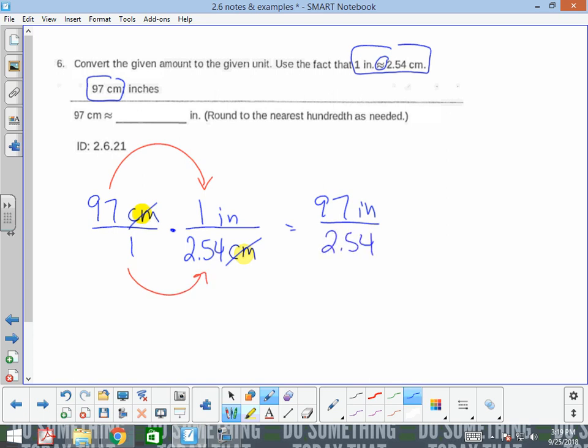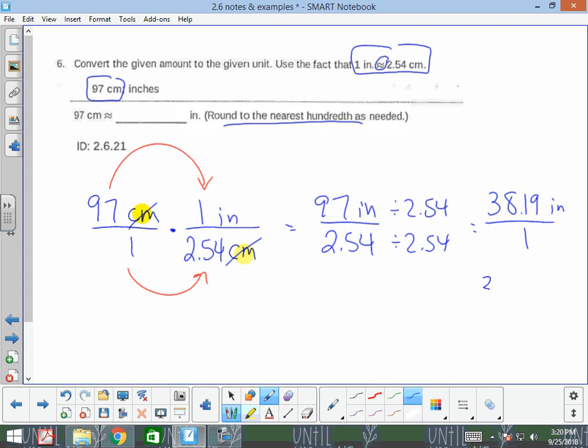Okay, so whatever's on the bottom, if it's not a 1, I have to divide by that number in order to make it a 1. This is what we call a unit rate. So 97 divided by 2.54, rounded to the nearest hundredths, will be 38.19 inches over 1. So that is approximately 38.19 inches.